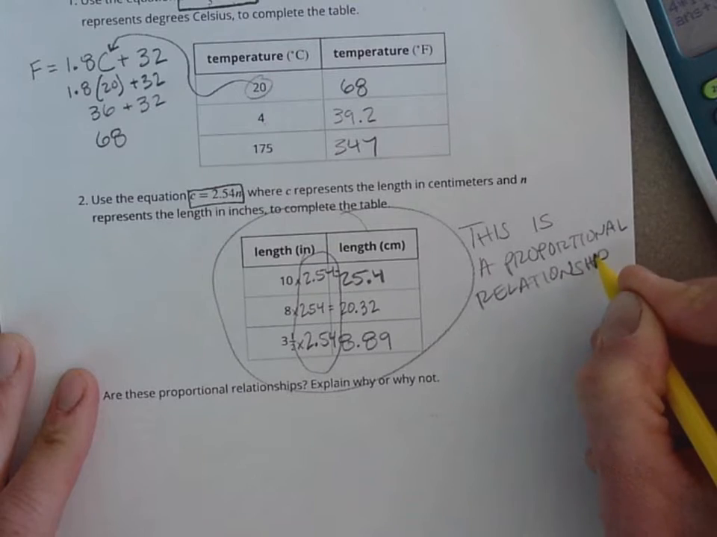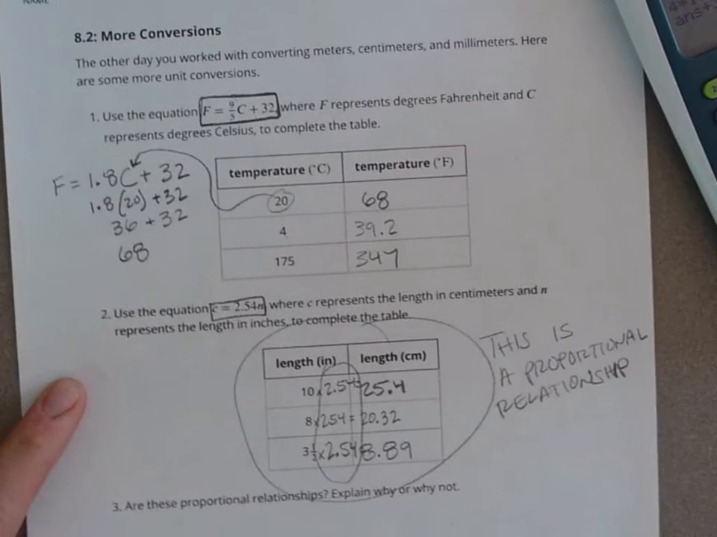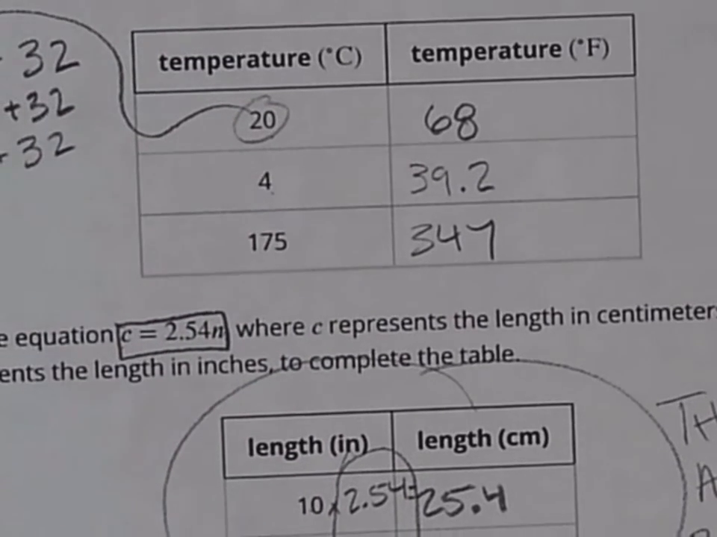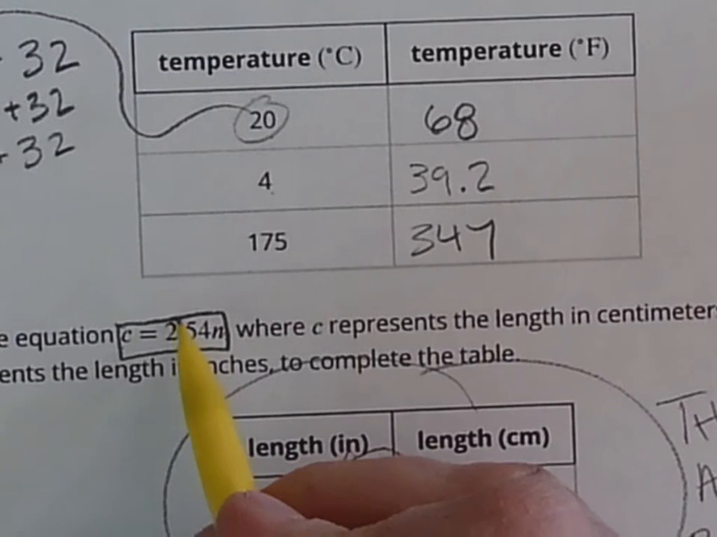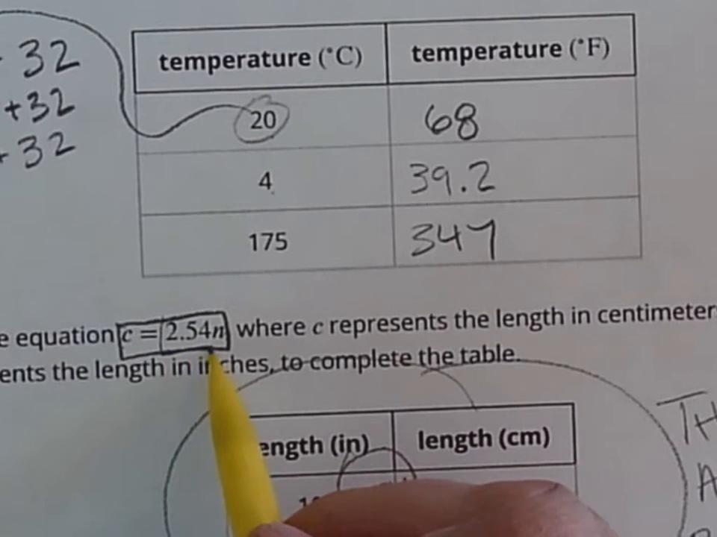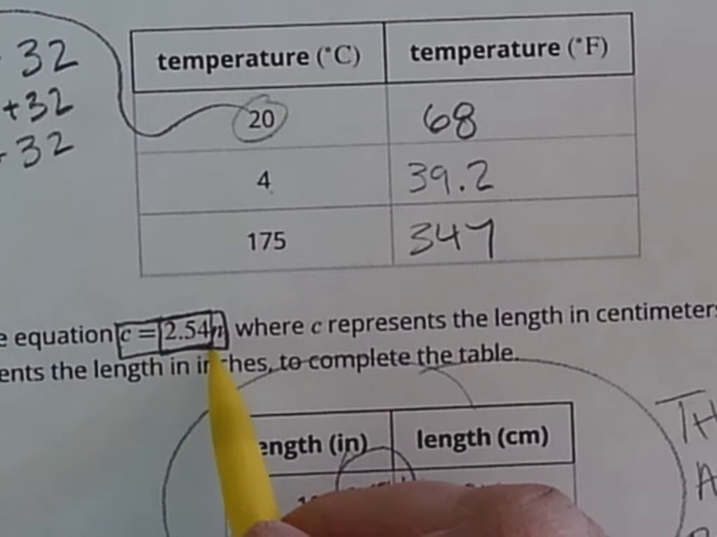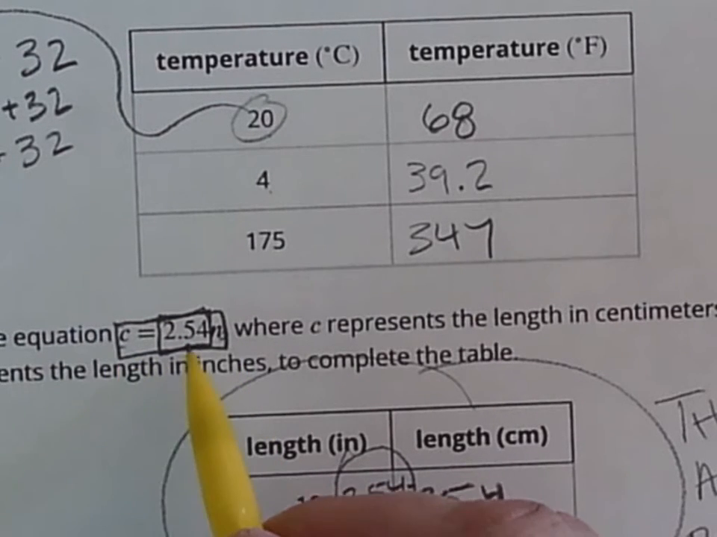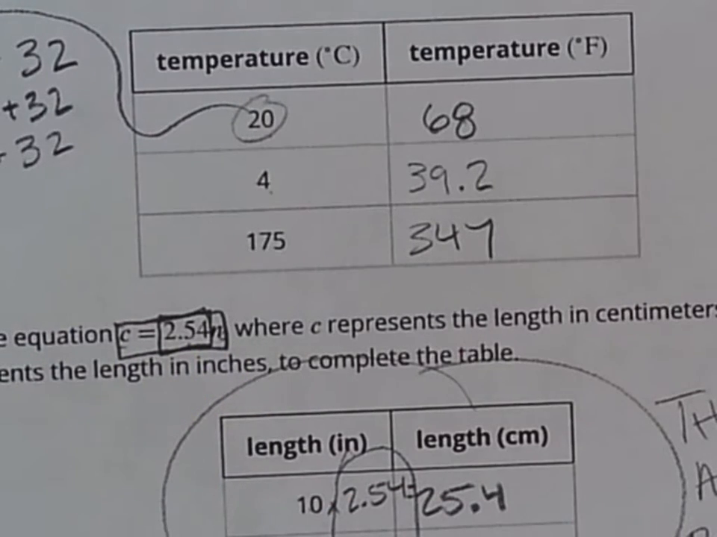Okay? And check this out, guys. When I look at just the formula itself, I'm going to zoom in on this formula. It's very important. When I look at this equation, I can tell just by looking at the equation that this is a proportional relationship because I have one single number being multiplied by inches to get to centimeters. And because of that, this is a proportional relationship.